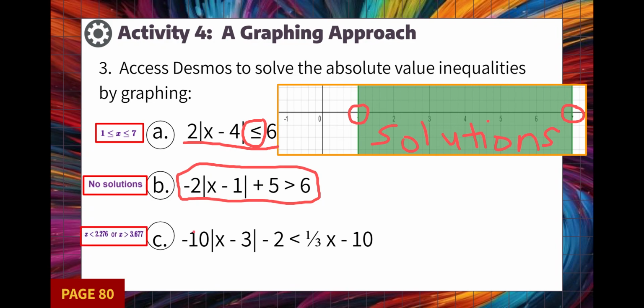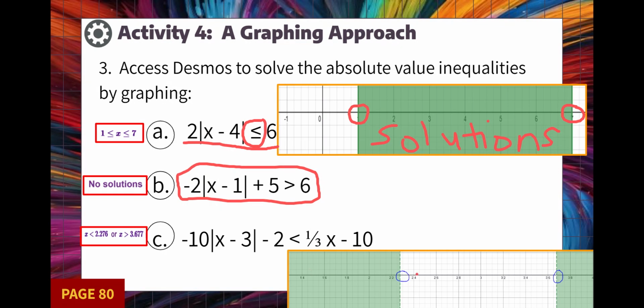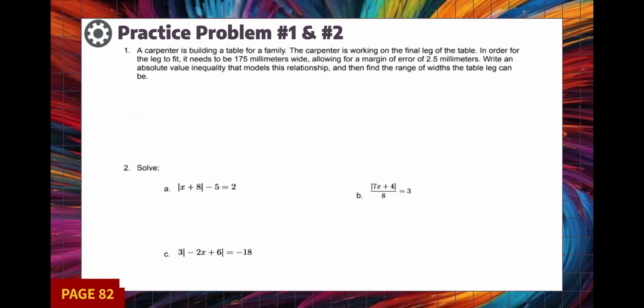No solutions. Letter C is x is less than 2.276 or x is greater than 3.67. Why? Because this is how the graph looks like. You see that there is an interval, so they are separated. All values of x lesser than that, and all values of x greater than that. Okay, so these are the solutions, and then solutions. But not this one, not the middle one. Alright?